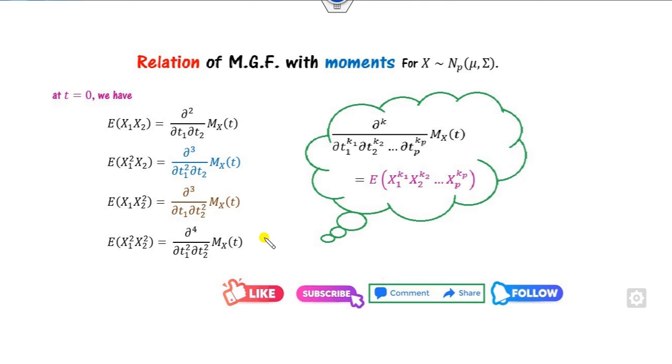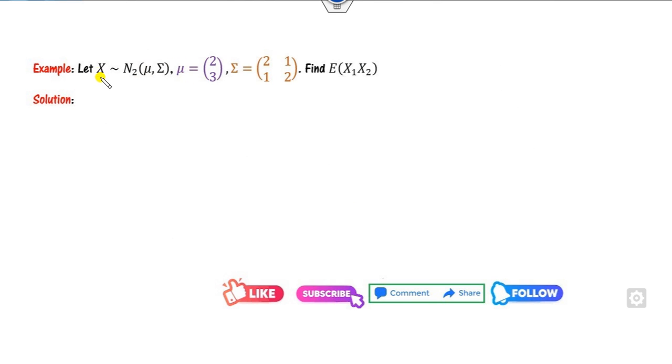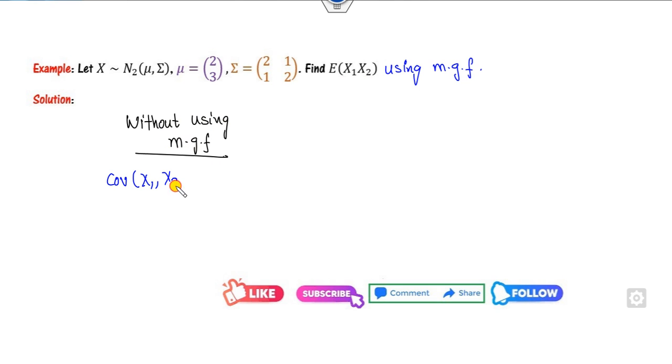Now I will explain this concept with the help of a numerical example. I have considered the same example. How can you find this number? You have to find this by using the moment generating function. Otherwise, how can you find this without using the m.g.f.? That is very easy, because you can use the covariance. What is the covariance of x1 x2? That is E of x1 x2 minus E x1 E x2. The covariance of x1 x2 is 1. This value we need to calculate.